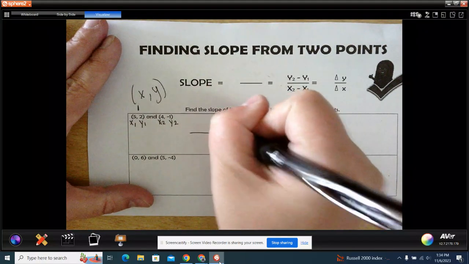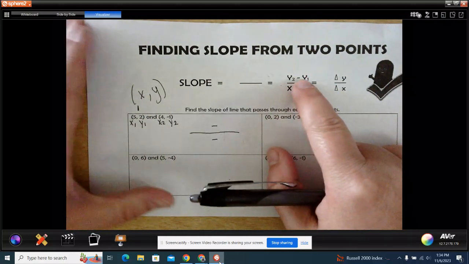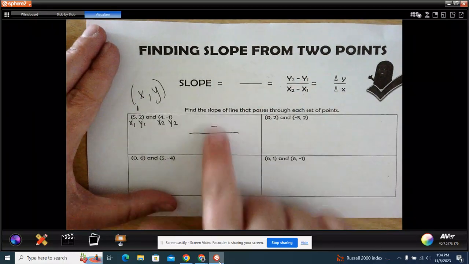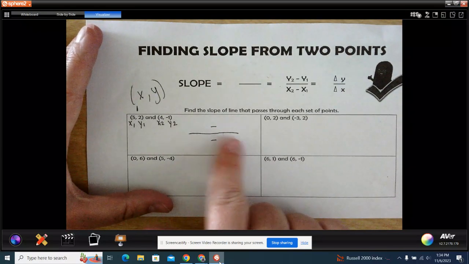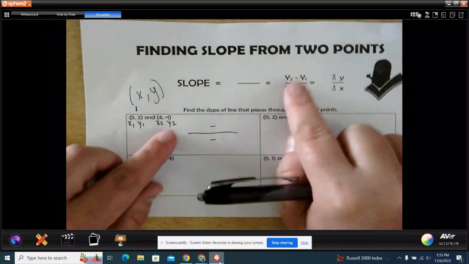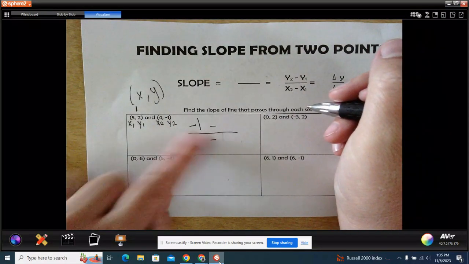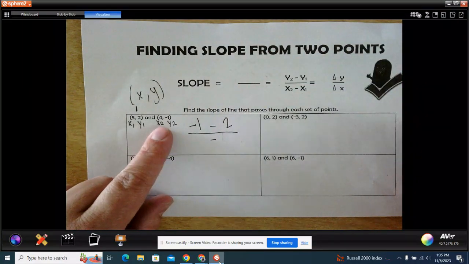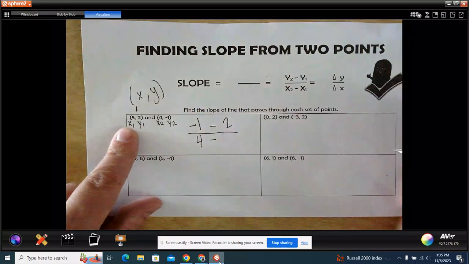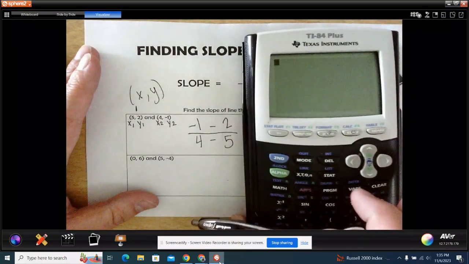In our equation, that is a minus, and that is part of the equation. If you set this up first, then all we're going to do is set numbers on either side of the subtraction sign. We're going to take our y2 first, which is negative 1, minus our y1, which is 2. x2 is 4, x1 is 5.